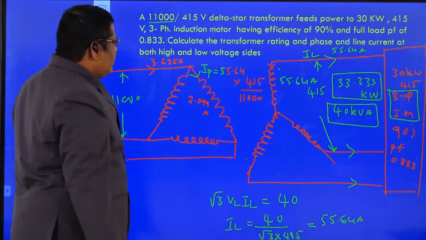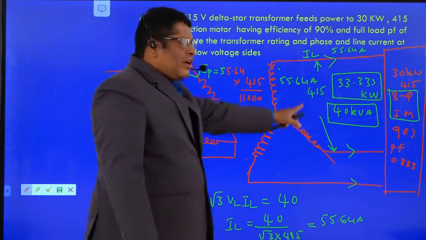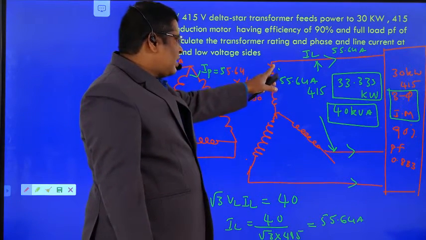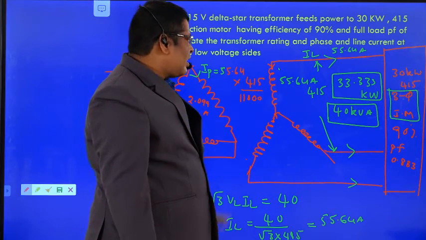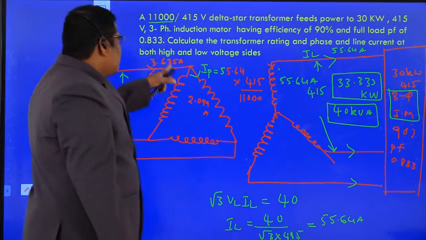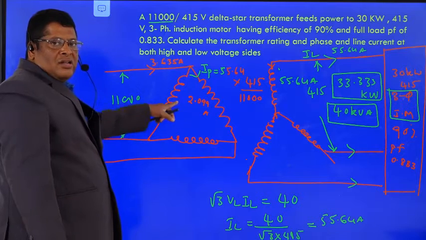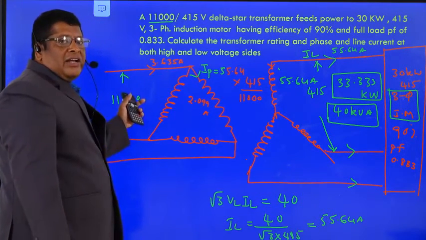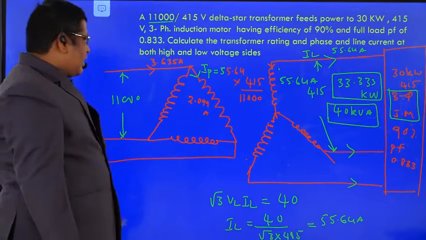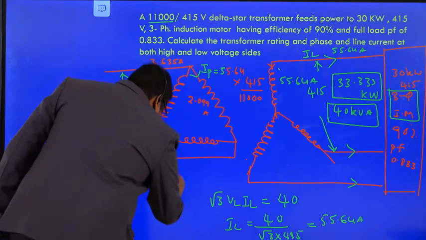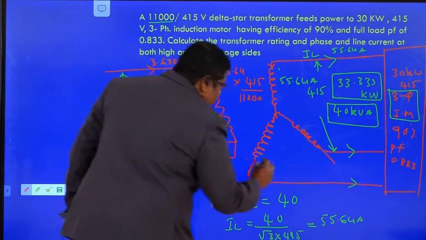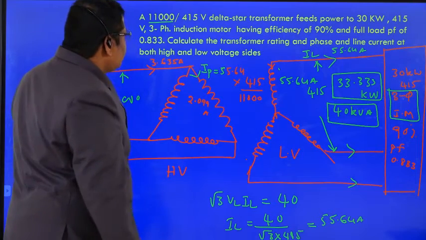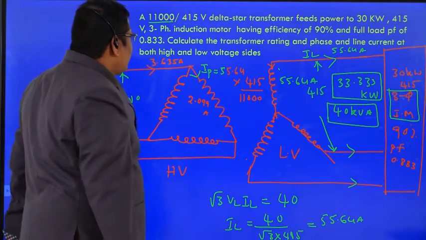So with this per phase secondary current as well as line current we have calculated. In the same manner, the per phase current and line current on the primary side also we have calculated. This is the HV winding, high voltage winding. This is the LV winding. So with this, the things asked in the problem we have calculated.